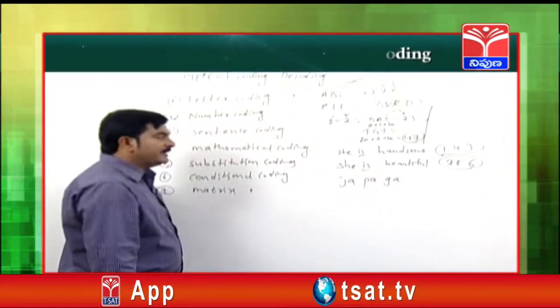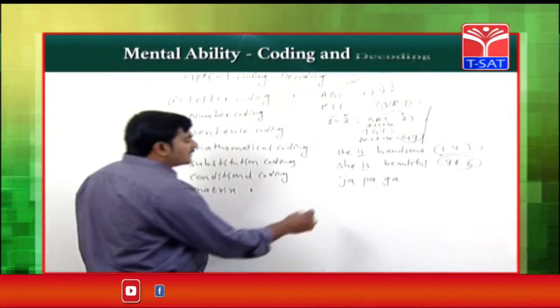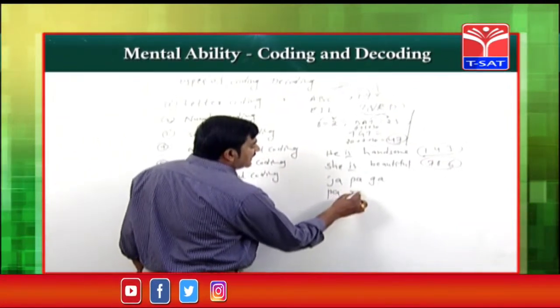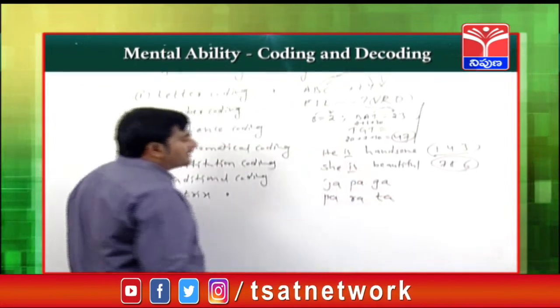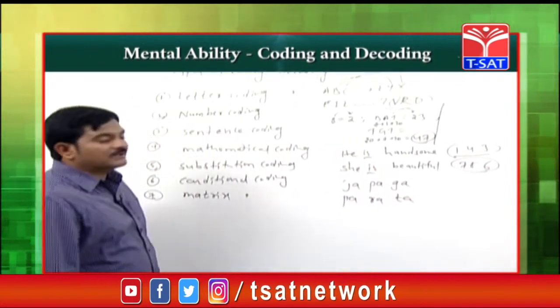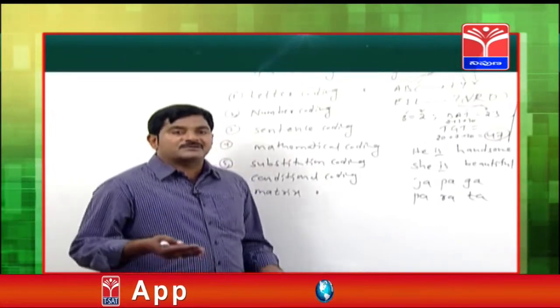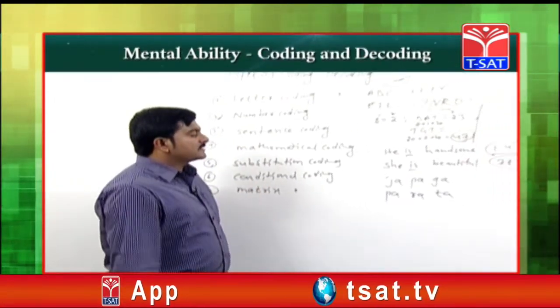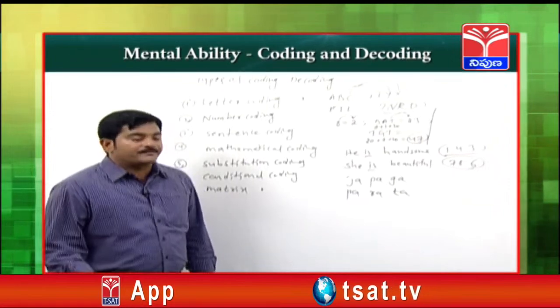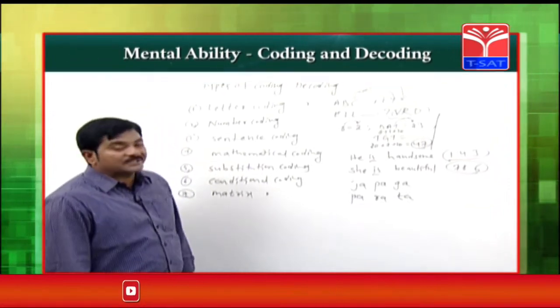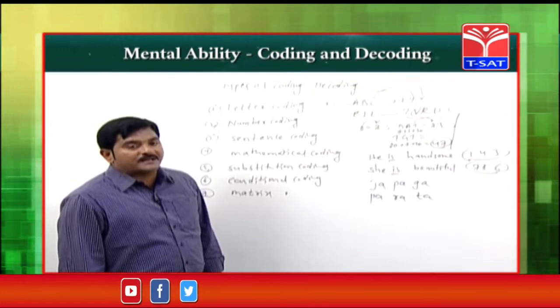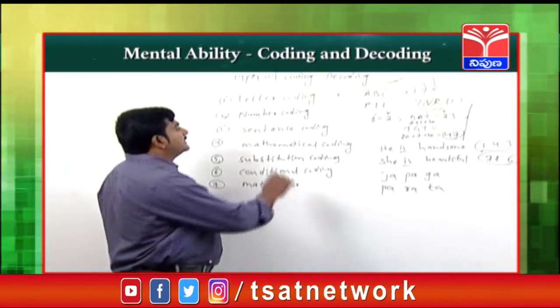JAPAGA. Similarly, she is beautiful can be expressed as PARATA. Then again, what is the code for the word he, or the word beautiful, or the word she, and similarly the word is and handsome, and so on. If the question is there in this way, that kind of coding is called simply sentence coding.